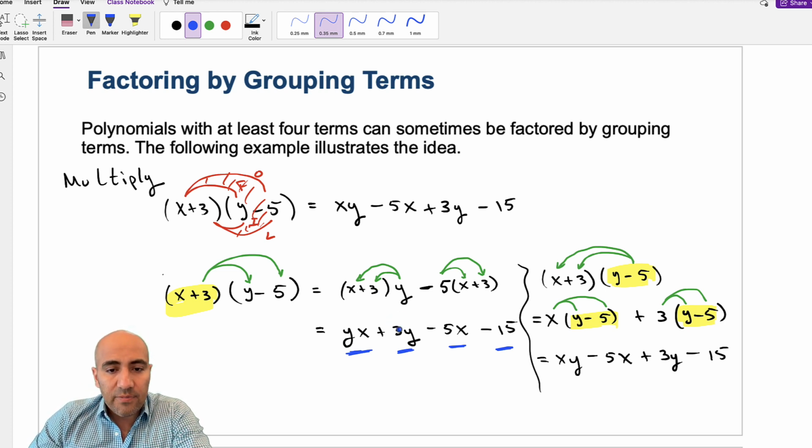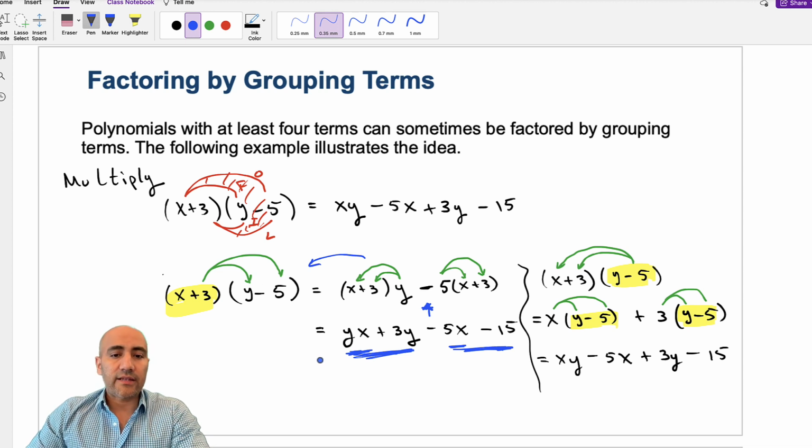The first one happens right here. If we want to go backwards, we have to notice that the first 2 terms have a y in common, and that the last 2 terms have a minus 5 in common, and that'll get us in reverse up to this stage. And once you get to this stage, we just have to recognize that this term has an x plus 3, and this term also has an x plus 3, and then we undo that process to get to there.